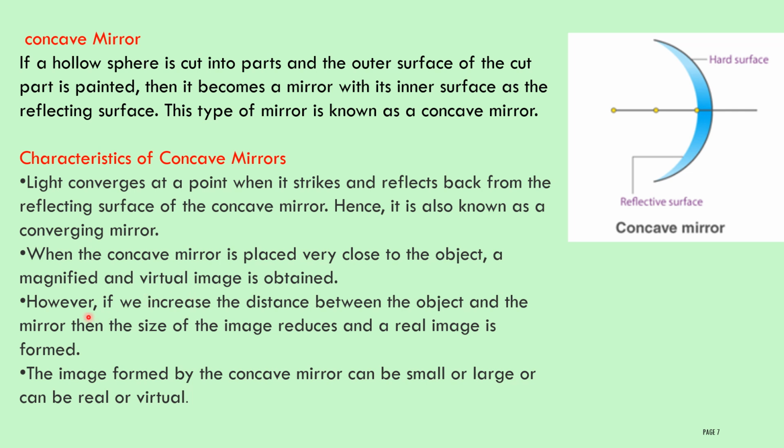However, if we increase the distance between the object and the mirror, then the size of the image is reduced and a real image is formed. The image formed by a concave mirror can be smaller or larger, and can be real or virtual. So in a concave mirror, the image can be small or large, real or virtual.